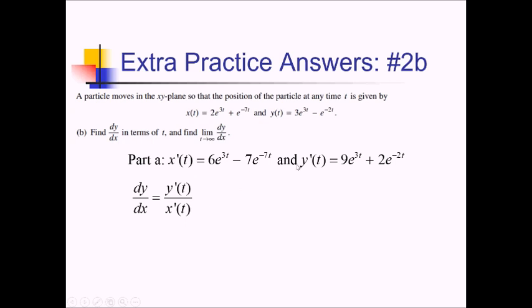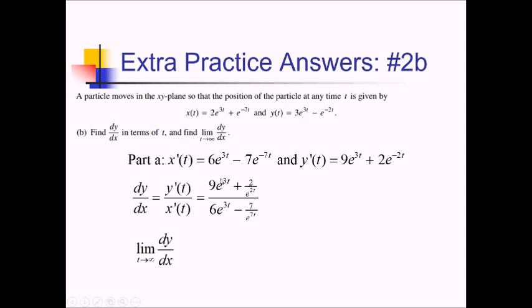But I am going to rewrite these because I'm going to write them a little bit differently to make my next step a little easier. So I'm going to write y prime here. I'm going to write this as 9e to the 3t plus 2 over e to the positive 2t, like so. And I'll write x prime as 6e to the 3t minus 7 over e to the 7t. The reason I'm writing it like that is it's going to make it easier to take the limit as t approaches infinity of dy over dx. As t approaches infinity, these bottom-heavy fractions here are going to go to 0.